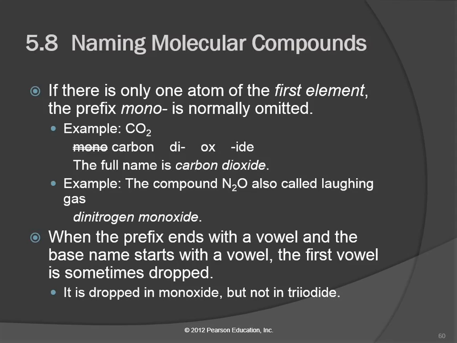Let's look at this one. N2O. It's also known as laughing gas. That's dinitrogen monoxide. There are 2 nitrogens, so dinitrogen. There's 1 oxygen, monoxide. We don't usually drop mono for the second one.